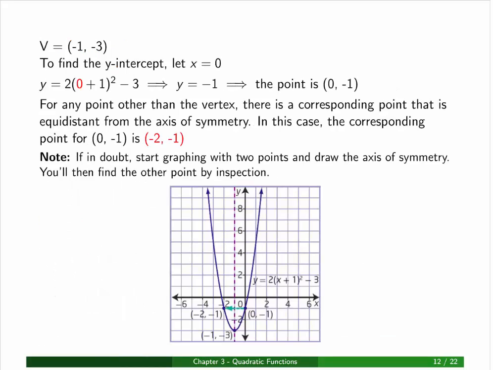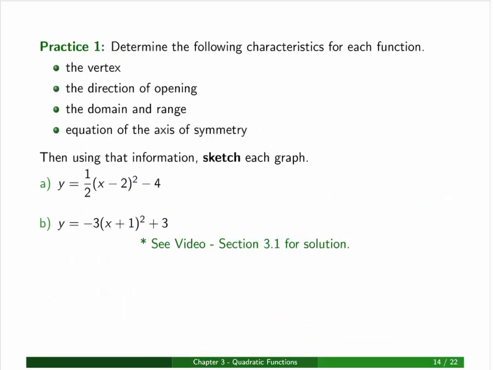You can look at example 1, look at the work, but I will do the practice problem. The practice problem says determine the following characteristics for each function: the vertex, the direction of opening, the domain and range, the equation of the axis of symmetry, and then finally sketch it. So let's do y equals 1/2 (x minus 2) squared minus 4.